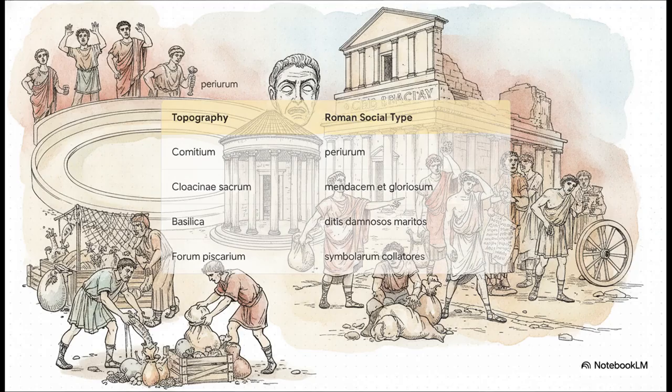He explicitly superimposes a satirical map of Roman vice directly onto the physical topography of the Roman forum itself. He literally turns to the audience and directs them to find periurum, or perjurers, in the comitium, mendacem et gloriosum, near the shrine of Cloacina, and dites damnosos maritos, or ruined husbands, right behind the basilica. For a moment, the text completely collapses the Epidaurian stage world, forcing the Roman audience to confront their very own geopolitical and moral reality, before dropping them right back into the safety of the comedy. It's a brilliant theatrical rupture.